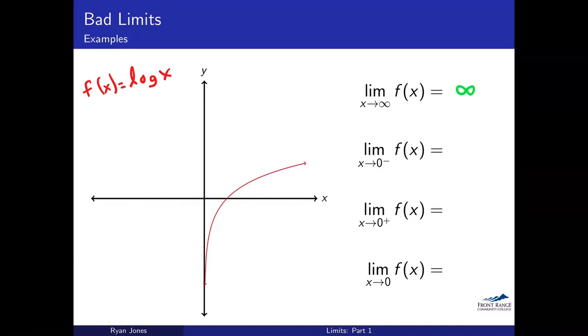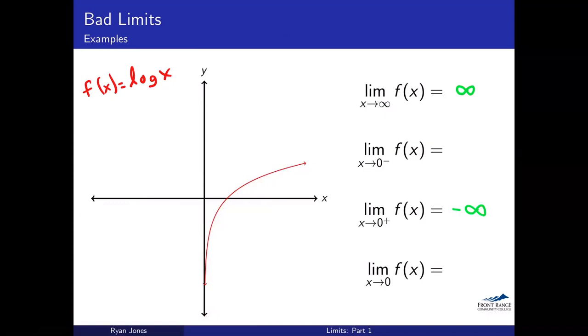Let's actually jump down to this third one right here. Let's look at the limit as x approaches 0 from the right. So I've got x equals 0 right here. That's just that axis. I'm going to approach this from the right-hand side. And if I follow this function as I approach from the right-hand side, my y value approaches negative infinity. It just keeps going down and down and down. And that's exactly why we would say that this limit is negative infinity.